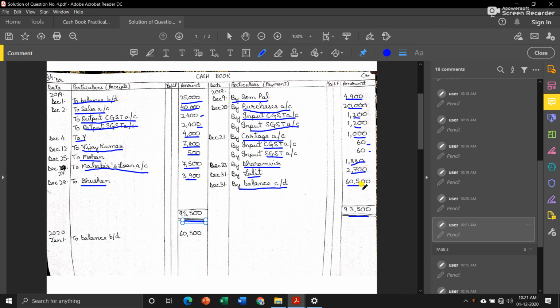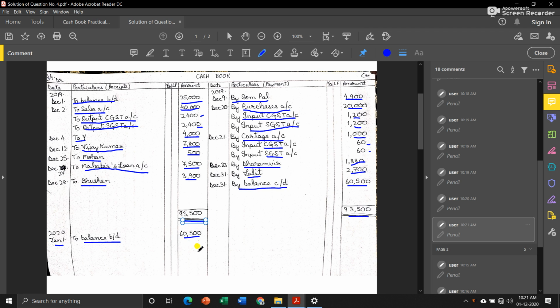Now this 60,500 will become balance brought down on the first date of the next month. Since this was 2019 and December 31, the next date will be 2020 January 1st. We wrote to balance brought down 60,500.